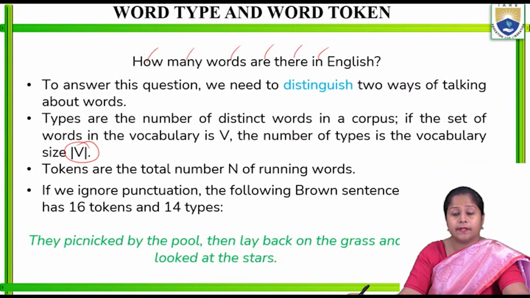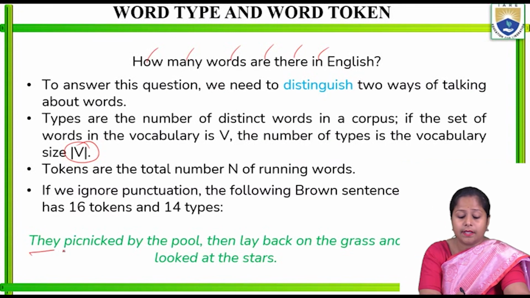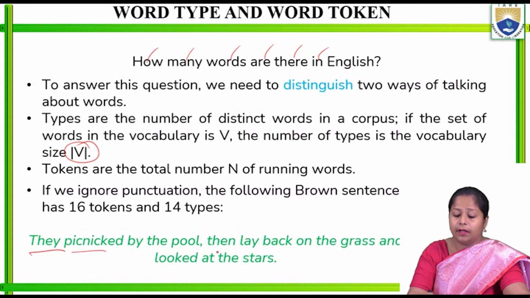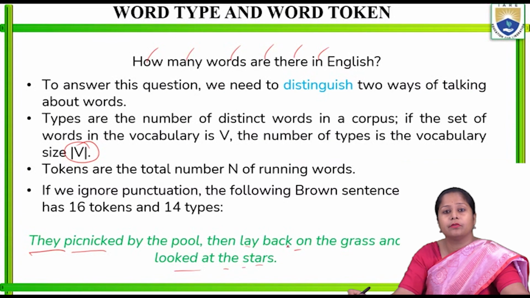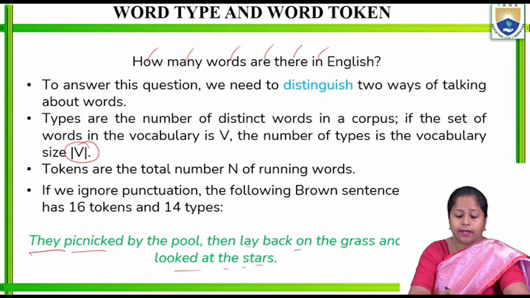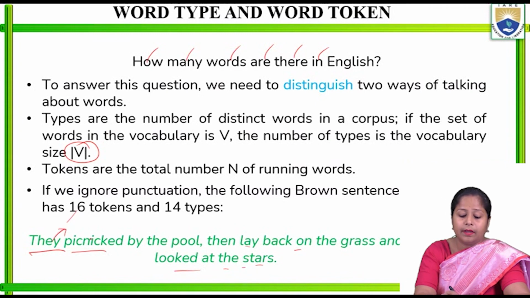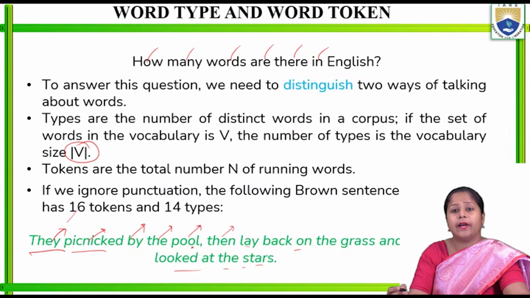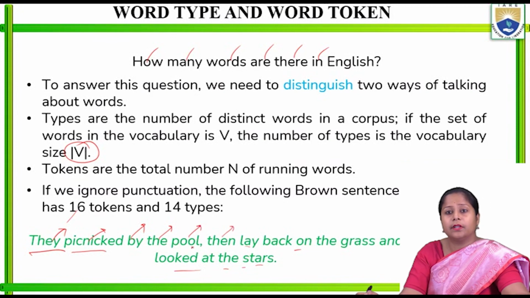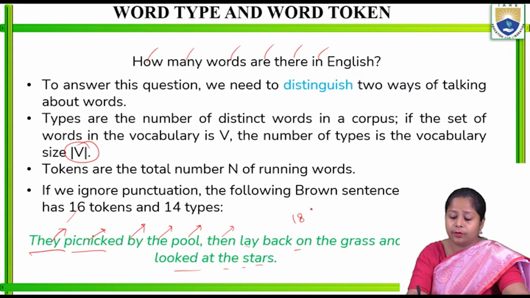The sentence is: "They picnicked by the pool, then they lay back on the grass and looked at the stars." If I identify the tokens in this sentence, there are 16 tokens excluding the punctuation marks. If I include the punctuation marks, there are 18 tokens.